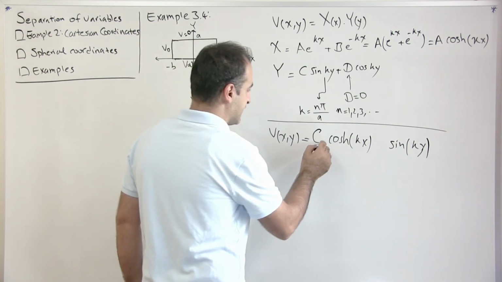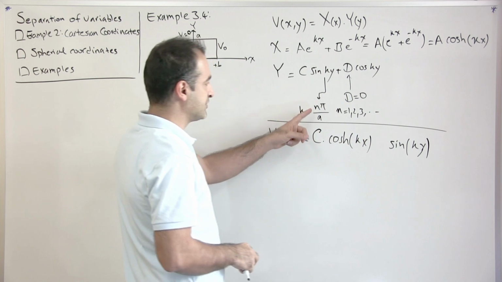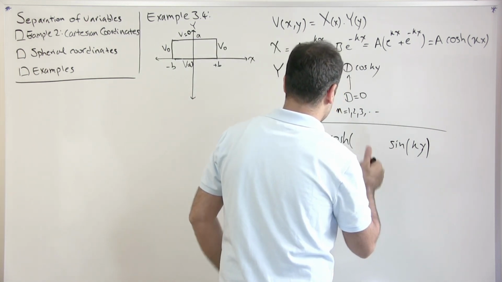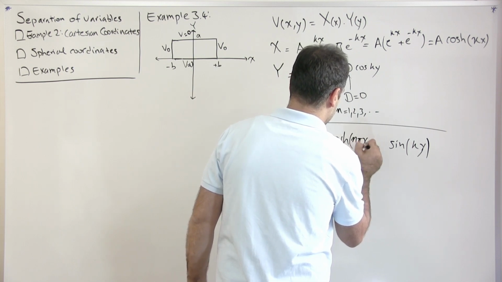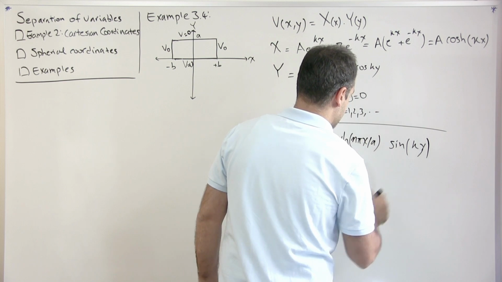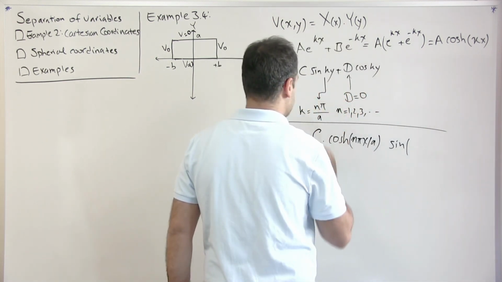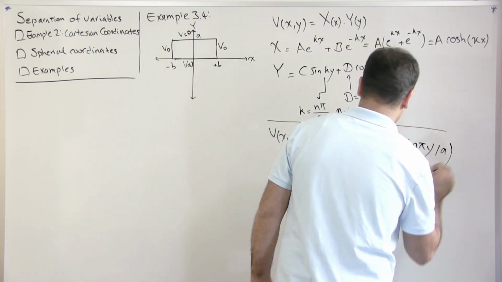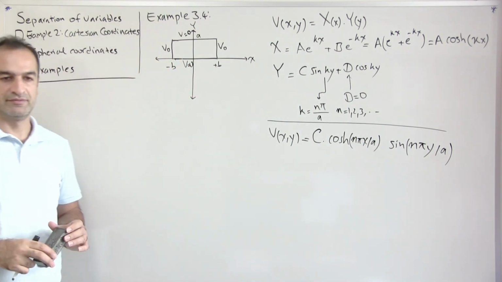And then here we have sine kx. K itself can only have the shape of n pi over a. That's the only format it can have. So I would write this as n pi x over a. And then here we have sine of ky. Again, k has this shape, so I'm going to make this n pi y divided by a. And this is so far the general solution we have.